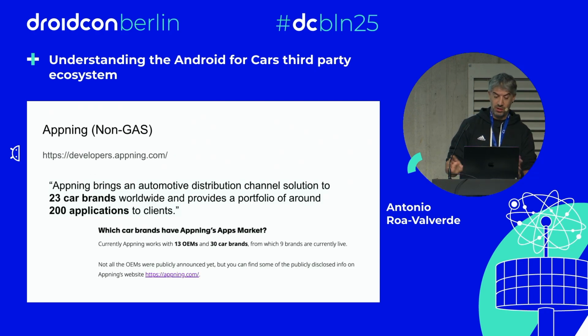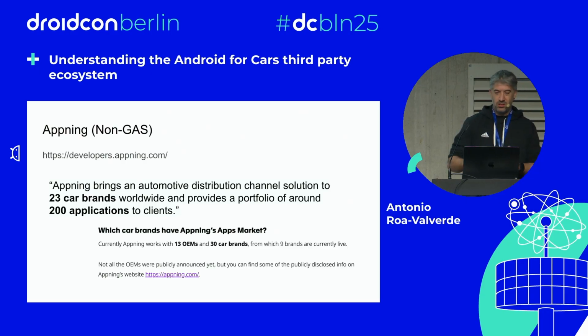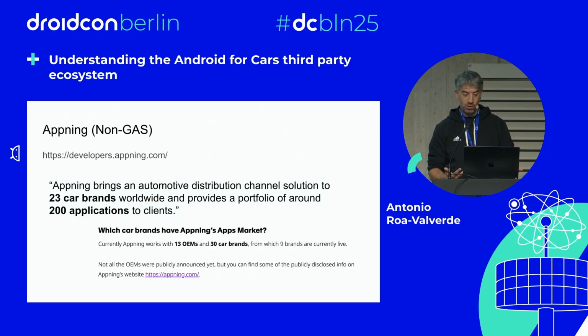So here, going through some examples, I took some screenshots from the Appning documentation. In some places, it is claimed that there are 23 brands. In other places, 30 brands, but only 9 are currently live. You have to go through the marketing material. It's kind of hard. They also say that there are 200 applications, but it would be good to know those applications. Just basically what Google Play is doing.